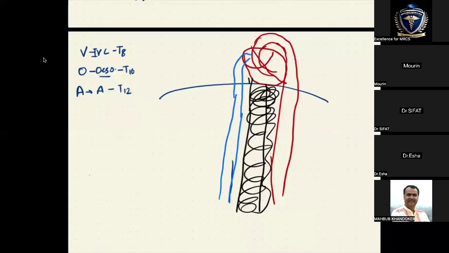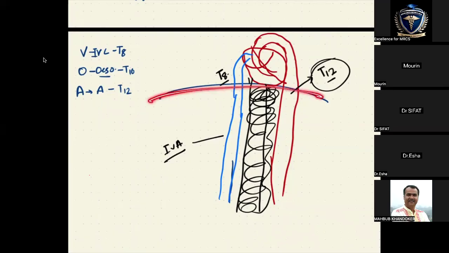So, at which vertebral level does the abdominal aorta come into the abdomen? Tell me, which vertebral level? This is thoracic 12. Is it clear, everyone? And this is the inferior vena cava, which comes into the thorax by piercing the diaphragm at the thoracic 8 level, because the diaphragm is curved and we are just looking at a two-dimensional structure.